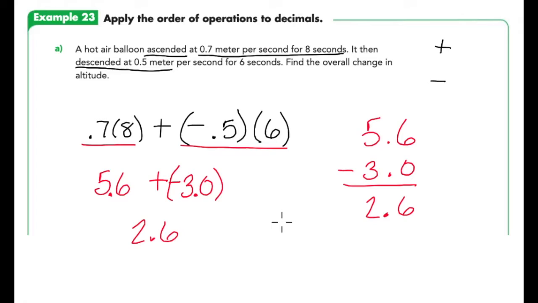If it were negative, when we talk about the change, we would just put that negative in, or we could use a negative verb like descended. But in this case, it was positive, so we could say that the hot air balloon ascended 2.6 meters.